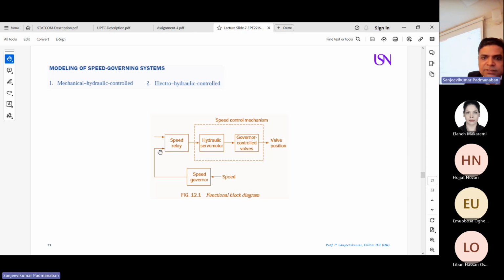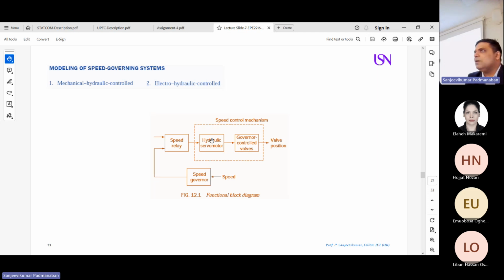Then the feedback is the actual speed from the system. So this is my speed sensor, speed governor system. I have the feedback, which is given to a hydraulic servo motor. So what is the meaning of servo system? A servo system is like this: any perturbation, any disturbance is given, the system follows the input.